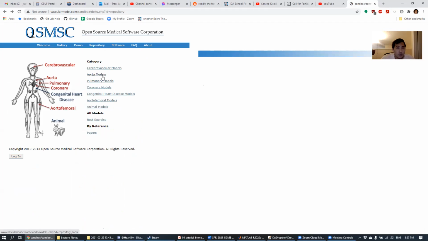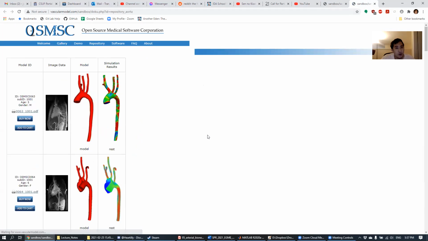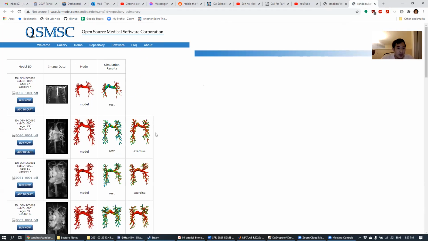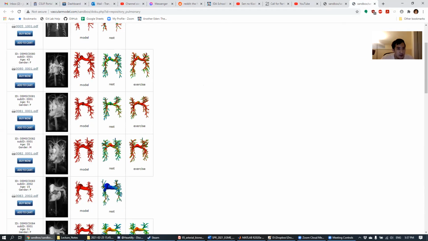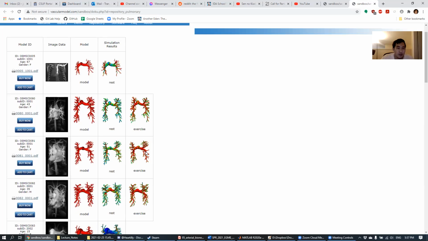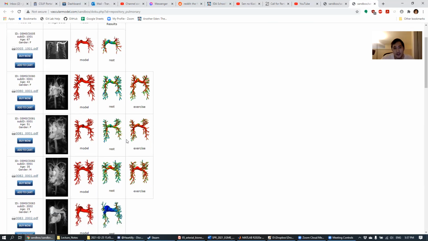I will give you some advice though. What you'll see from some of these models, like let's look at some of the pulmonary ones, is that some of these models are extremely sophisticated. If you look at this one, this is crazy. It must have at least a few dozen outlets. That's usually the case with pulmonary models. So I recommend that you choose a model that doesn't have too many outlets like this.